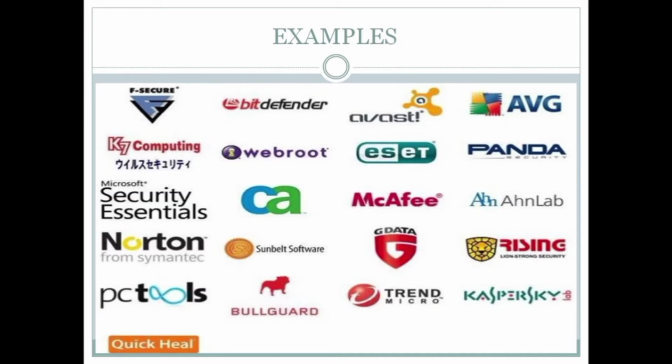Some examples of antivirus are K7 Computing, Webroot, Panda, AVG, Avast, Bitdefender, Norton, Trend, Bullguard, PC Tools, Kaspersky, Rising, and Quick Heal. All of these are examples of antivirus, or utility programs.